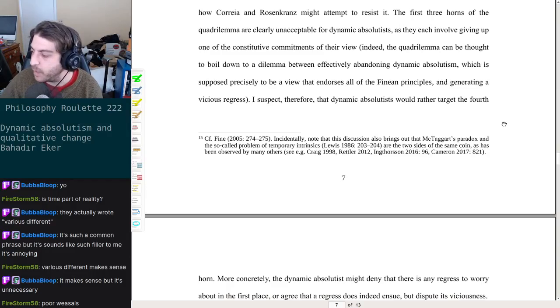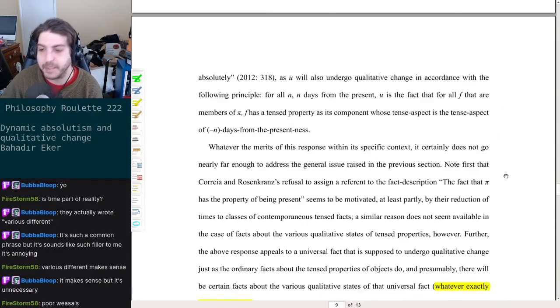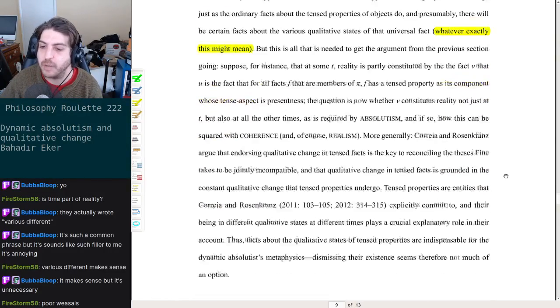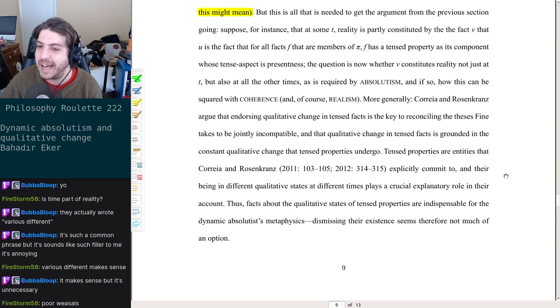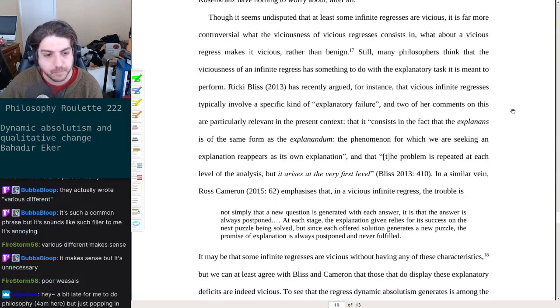Alright, if you guys have any questions, let me know. This was a cute little paper. I mean, it's basically one argument to show that the methodology employed by Correa and Rosencrantz comes back to bite them in the butt. Seemed like a good idea, but it failed in the end, at least according to this author. Maybe there's other ways out.